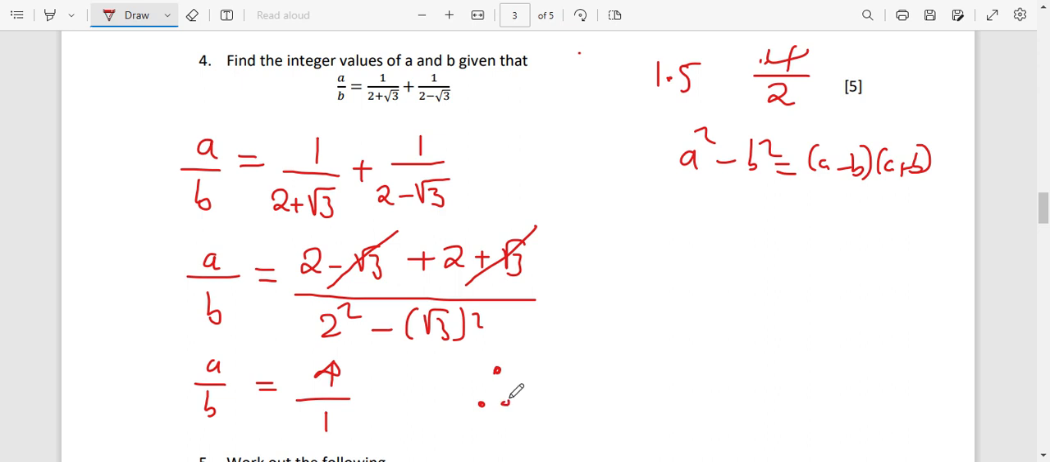You need to conclude, therefore, a is equal to 4, b is equal to 1. If you don't write this, you would have lost a mark from these 5 marks, right? So that is it. We are good, and I wonder why people are failing this question. Is this okay? Are we okay? Yeah.